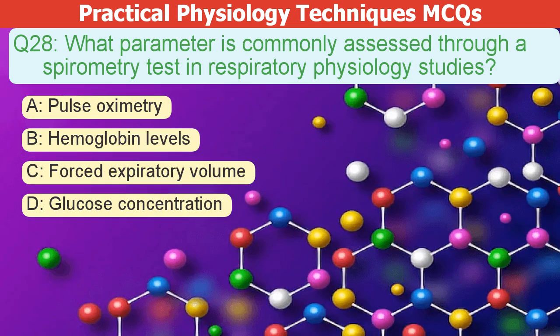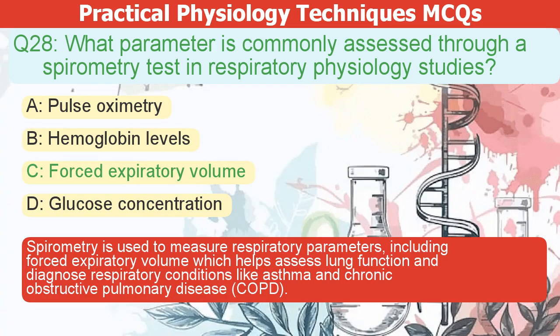What parameter is commonly assessed through a spirometry test in respiratory physiology studies? A. Pulse oximetry. B. Hemoglobin levels. C. Forced expiratory volume. D. Glucose concentration. The correct answer is C.